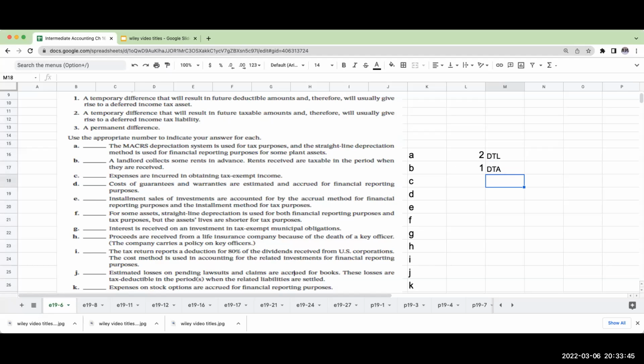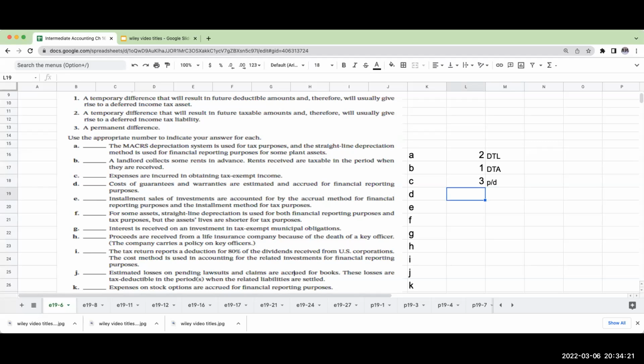Now this one right here is expenses that are incurred in obtaining tax exempt income. I'm going to guess this would be a permanent difference, and my guess was correct, because if you're incurring expenses for tax exempt income, those expenses will not be deductible for tax purposes. So this is going to be a permanent difference.